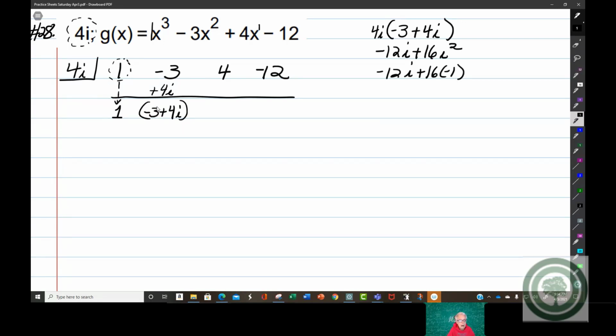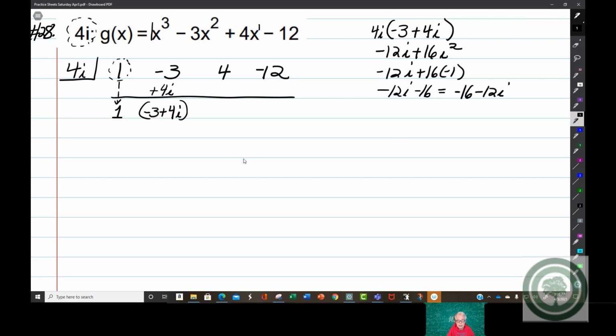Right here. I said 1 times 4i is 4i, and then I added it to the number above it. So this is going to be -12i minus 16, but the real part goes first. So this is -16 minus 12i.